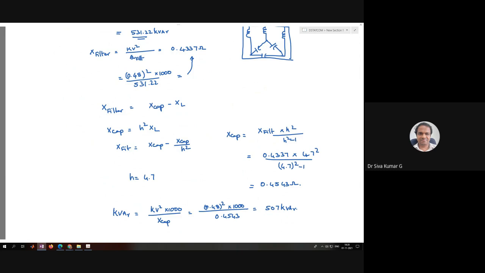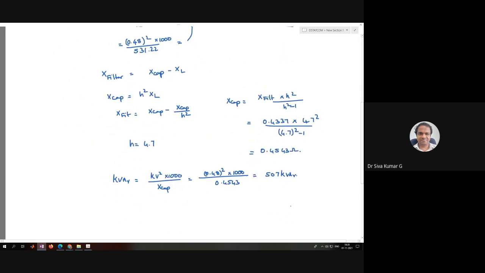Once we have found this, we can find out the X inductive reactance also. But before that, in this particular item, we are going to do the evaluation only for the capacitive components. Now, generally, the availability of 507 kVAR may not be there in the market.